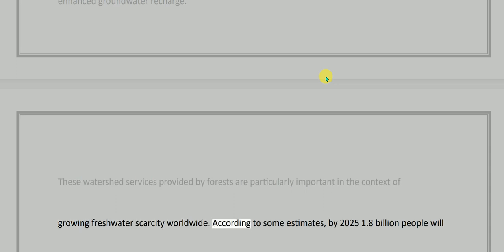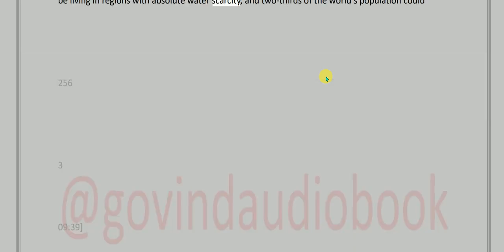According to some estimates, by 2025 1.8 billion people will be living in regions with absolute water scarcity, and 2/3 of the world's population could experience water stress conditions.